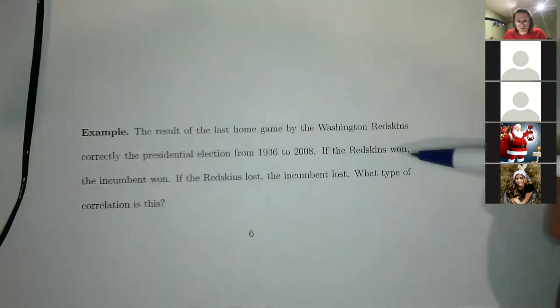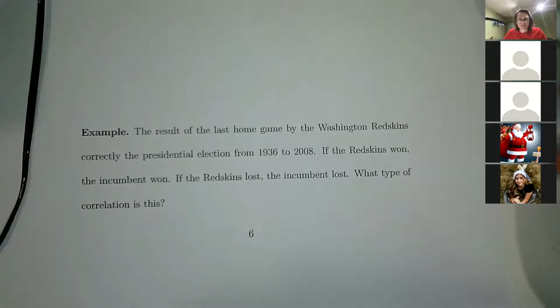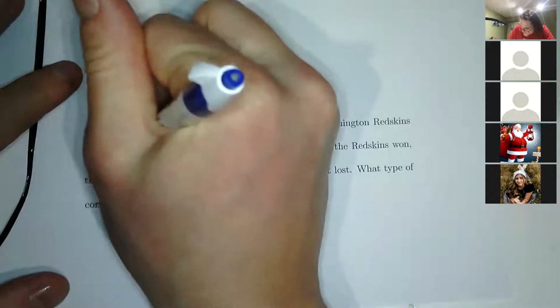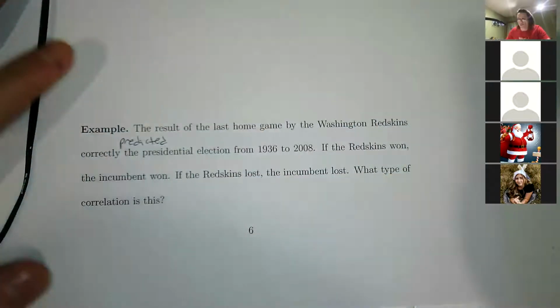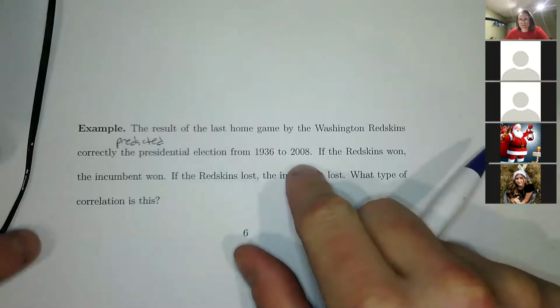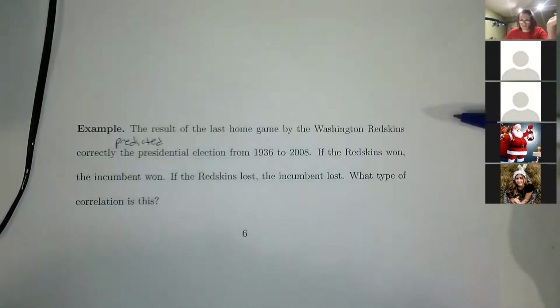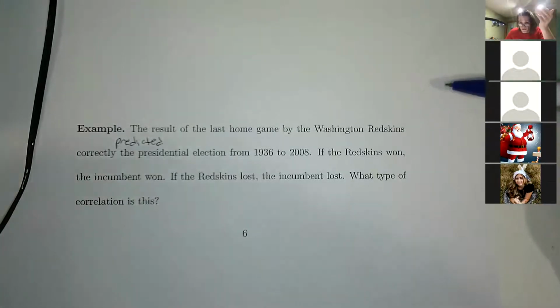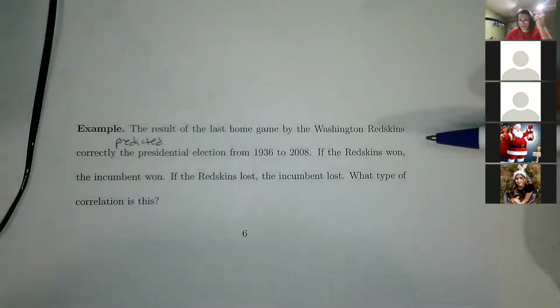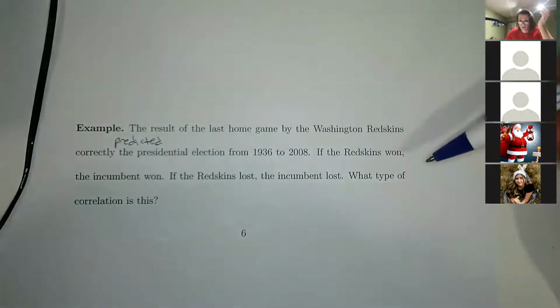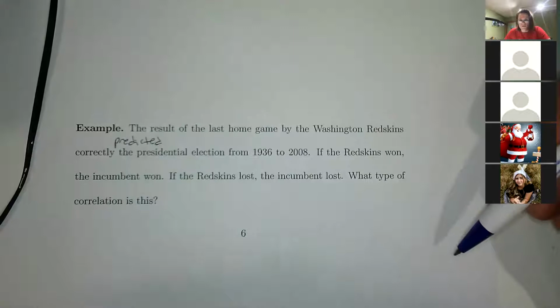this is actually true. The result of the last home game by the Redskins correctly predicted the presidential election from 1936 to 2008. Isn't that crazy? Basically, the system was that if the Redskins won, the incumbent won. If they lost, the incumbent lost. So their outcome was the exact same as the presidential outcome in quite a number of years. And there's no reason that this is true. It's just coincidence.